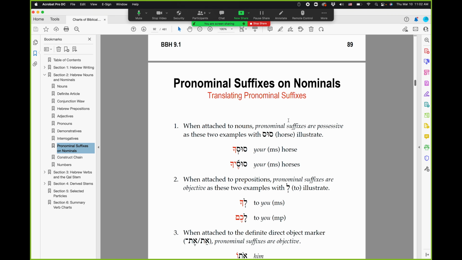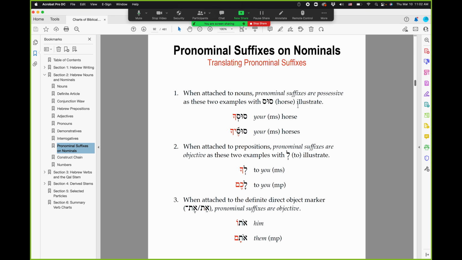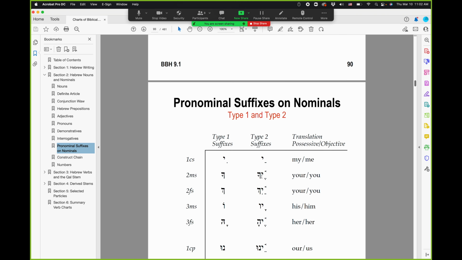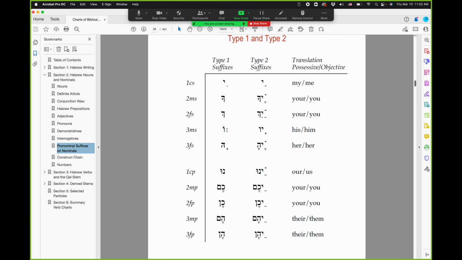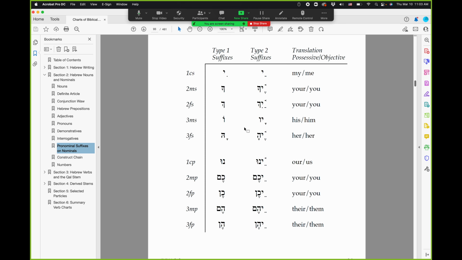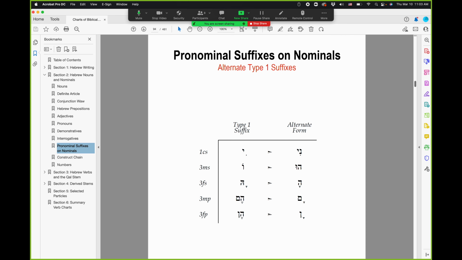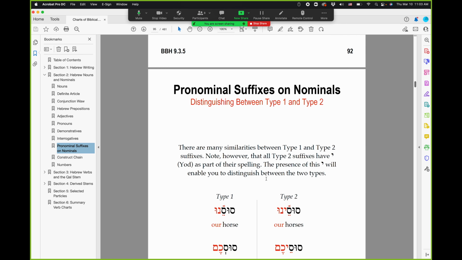So when we get to the nouns, they teach that singular nouns take type 1. Type 1 is the Hirik Yod versus the Patach Yod, the Holam Vav versus the Kametz Yod Vav, and generally speaking, the suffixes that tend to lack the initial yod versus the suffixes that tend to have the initial yod. That's the difference between type 1 and type 2. Now, when you get to suffixes on verbs, you'll learn about some of these alternative forms. You don't need to worry about those yet.